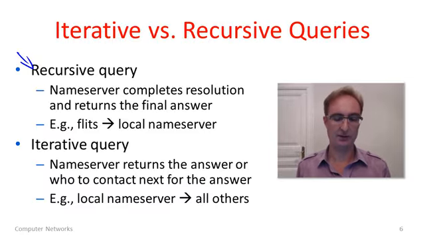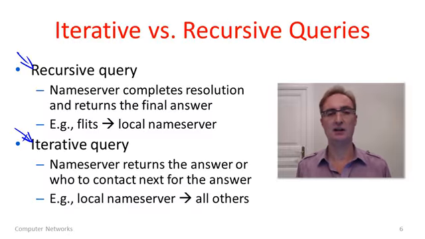Here, Flits, for instance, asked the local name server what the resolution was, and the local name server then recursively performed all of the steps to get the complete answer and replied to Flits with the complete answer, rather than any of these little steps. This is called a recursive query. The other queries were the other steps. These were the iterative queries.